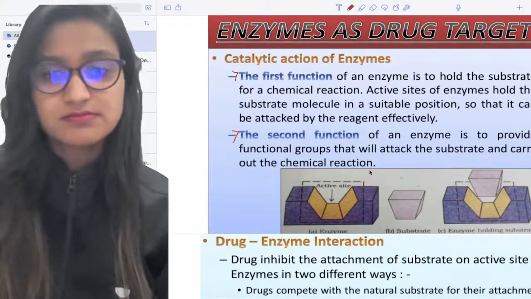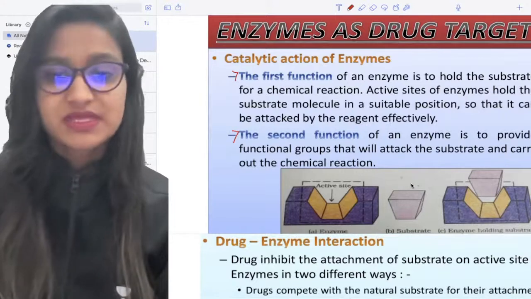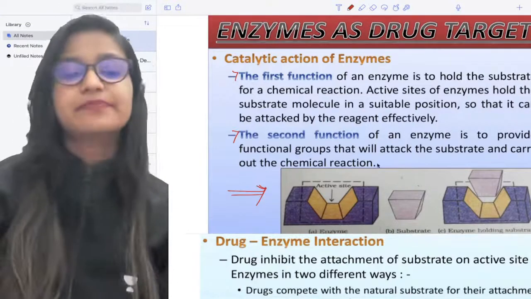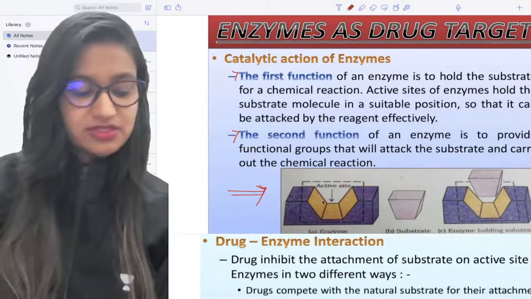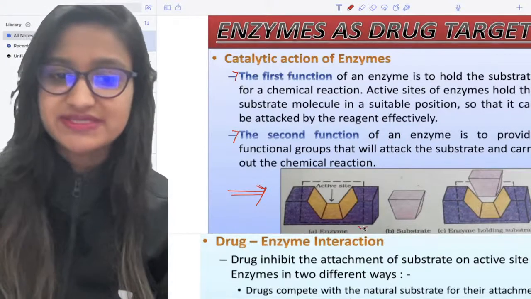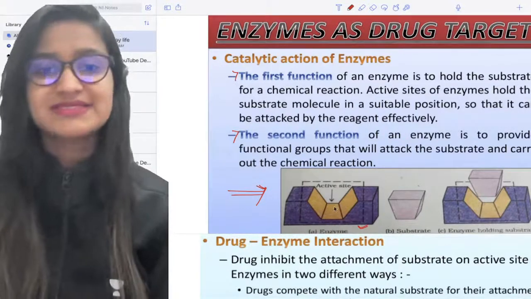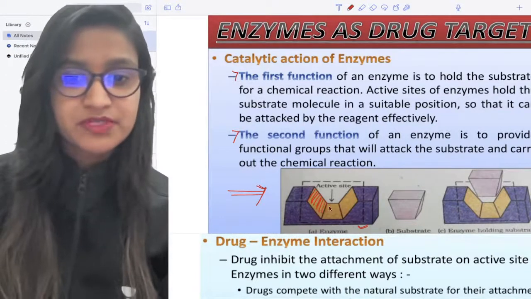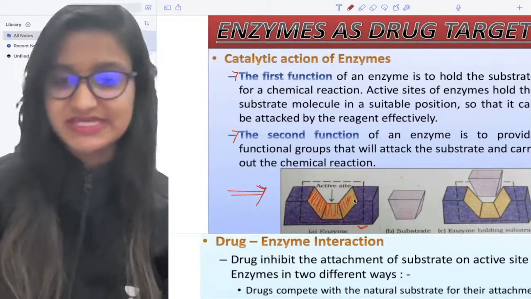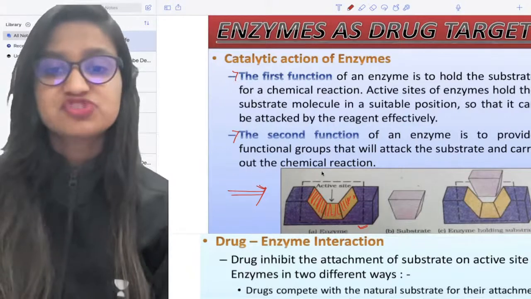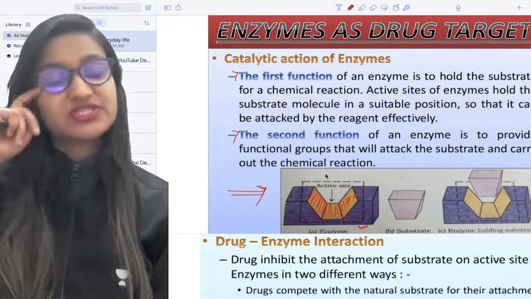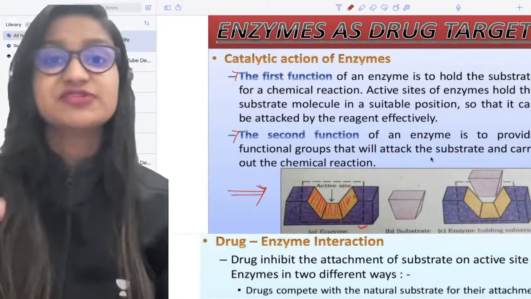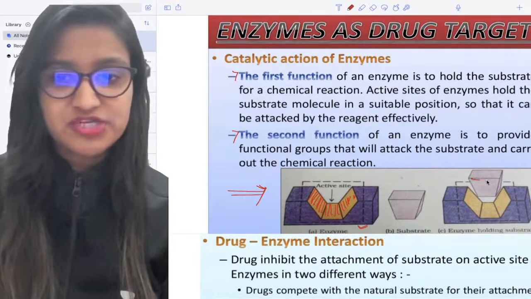Now look at this picture, then you will understand. Suppose figure number 1 shows you the enzyme. This is the enzyme. And here, what I am coloring in red is our active site, where the drug will act. So the substrate, that is the drug, will go there and get fixed.